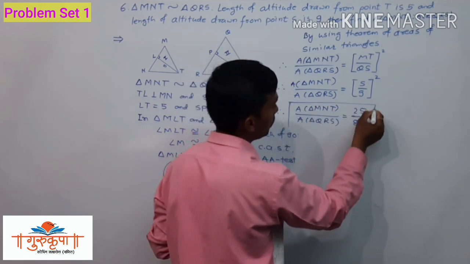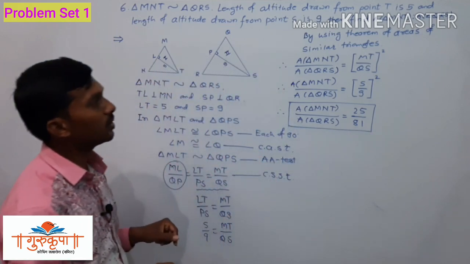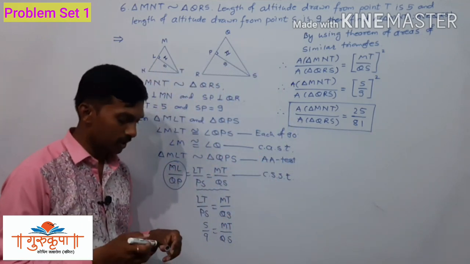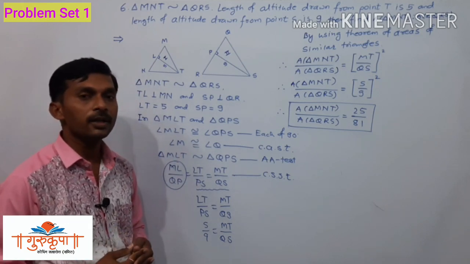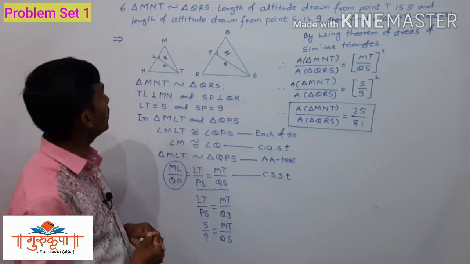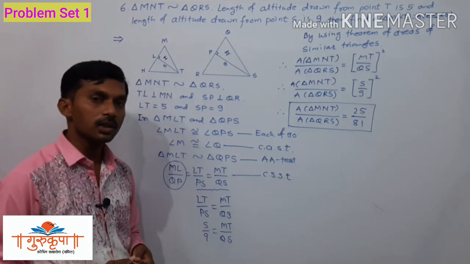So this is all about example number 6. Here we find the ratio of the areas of two similar triangles, that is equal to 25 upon 81. Now we will take the next example, that is example number 7.